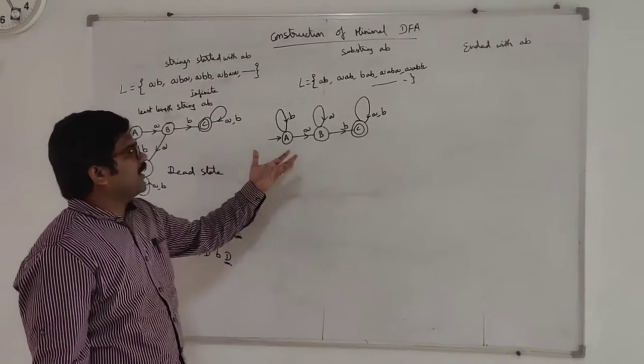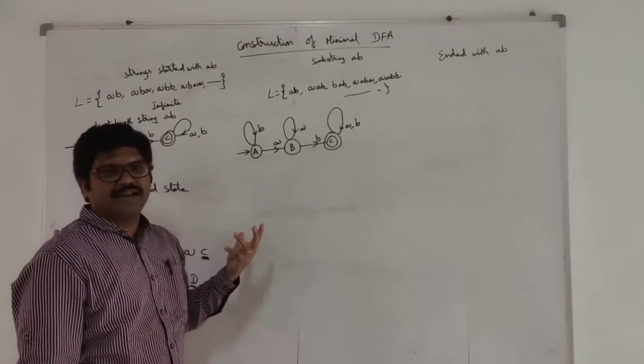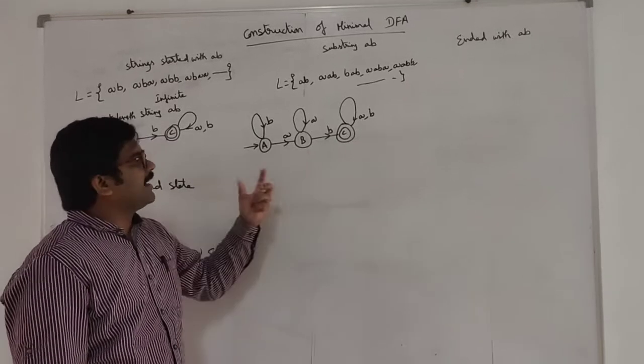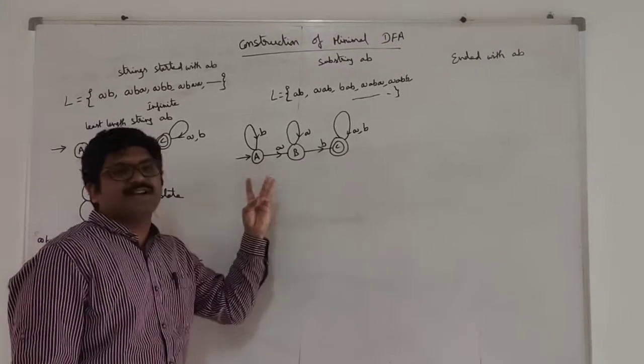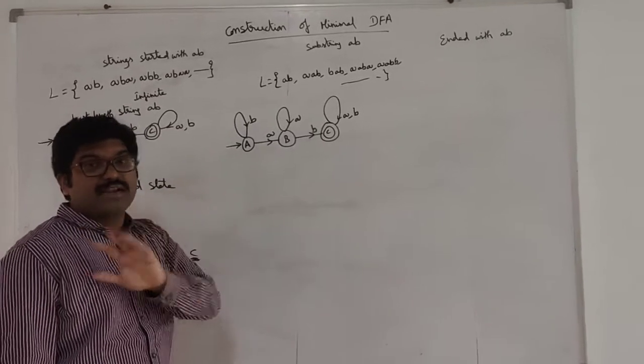Therefore, this is the final answer. Now all the states are complete, and I am getting my answer. This is my minimal DFA. We got it with only 3 states, and that's the reason we call it a minimal DFA, right?